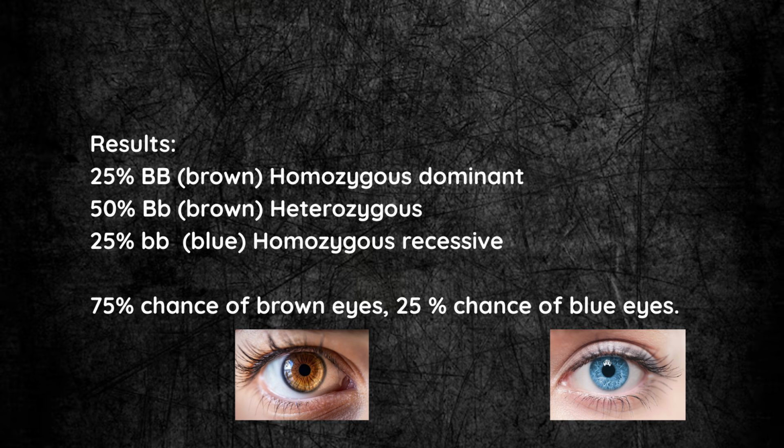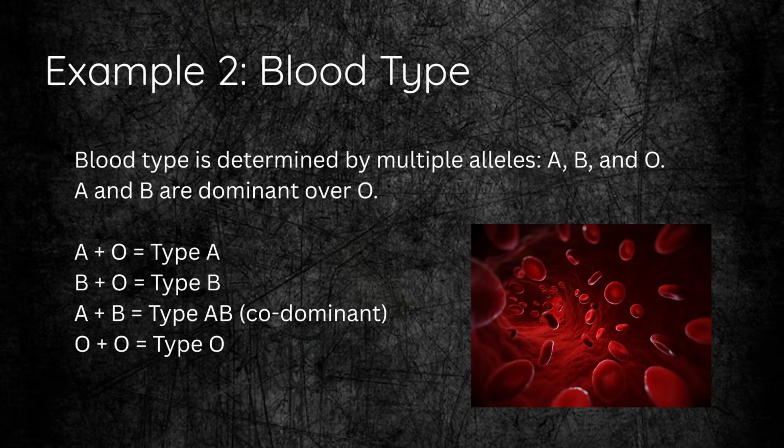So, there's a 75% chance na magkakaroon ng brown eyes yung offspring nila and only 25% chance of blue eyes. So, next example natin is yung blood type. Blood type is determined by multiple alleles, A, B, and O. A and B are dominant over O.